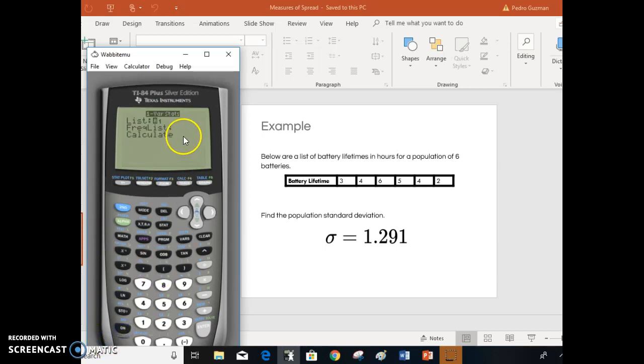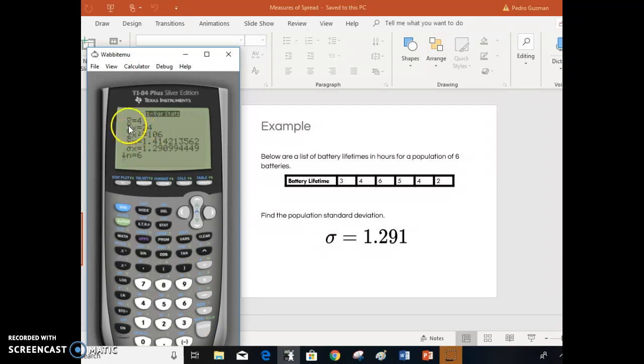So if your data is in L1, you'll just keep it L1. If it is in another list, such as L2, if you look above the 2 button on the calculator, it says L2. To get there, we do second 2. But I have mine in L1, so I'm going to change that back. Frequency list, just like when we did measures of center, should be left blank. We'll go to calculate. For those that don't have the prompts, just go and hit enter.